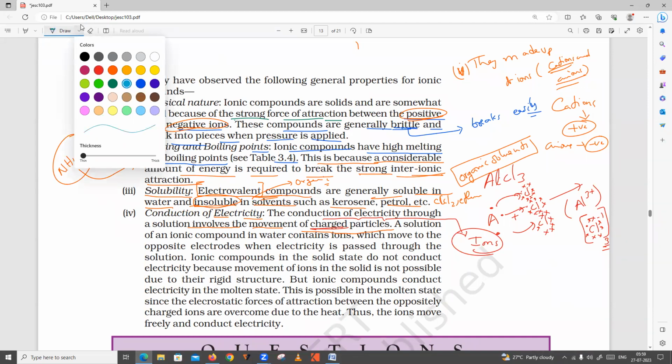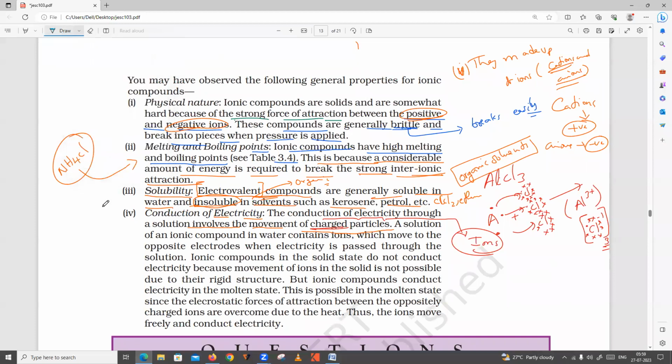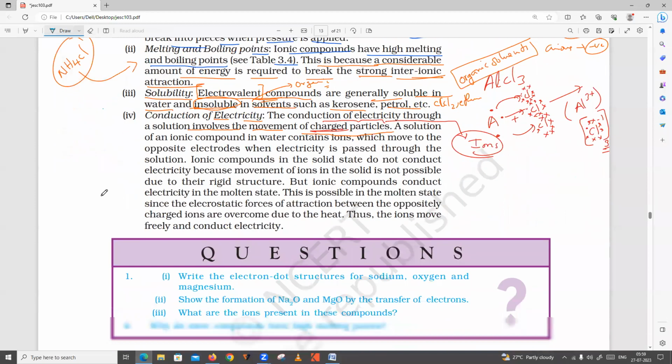Sugar solution is not an electrolyte. Am I right or wrong? Sugar solution and glucose solution, because they will never form ions. We have studied or not, everybody? Unless they have charged ions, they will never conduct electricity.